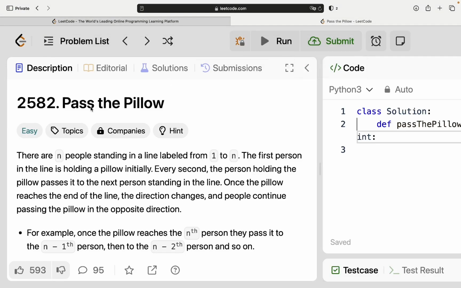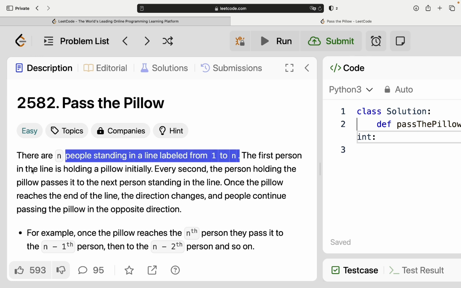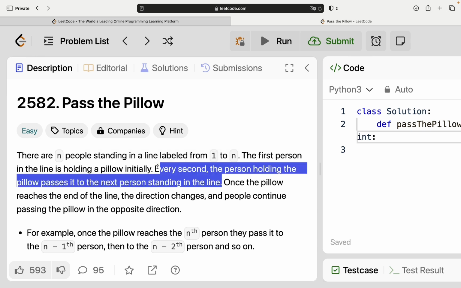Today we are going to solve Pass the Pillow. In the problem statement, there are n people standing in a line labeled from 1 to n. The first person in line is holding the pillow initially. Every second, the person holding the pillow passes it to the next person standing in the line.